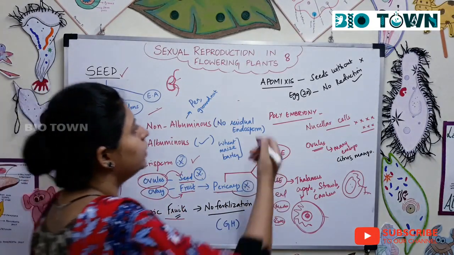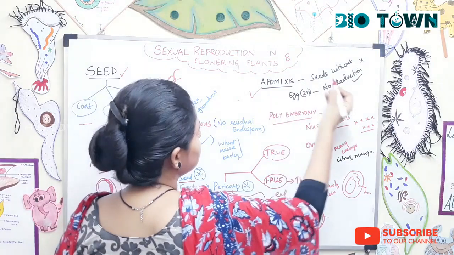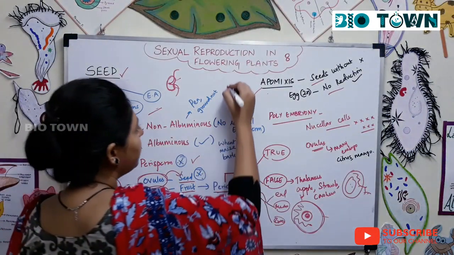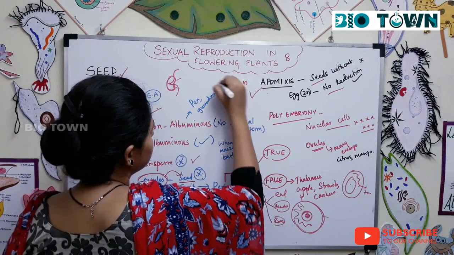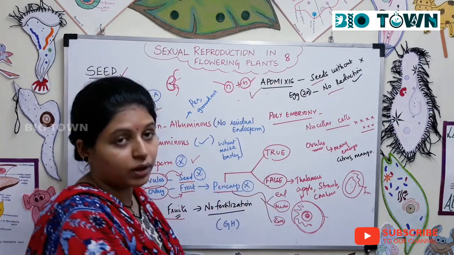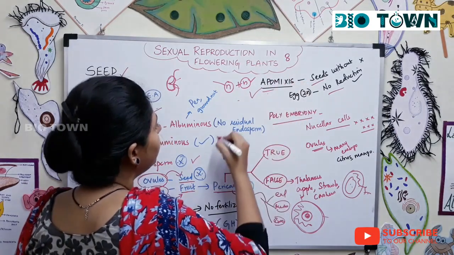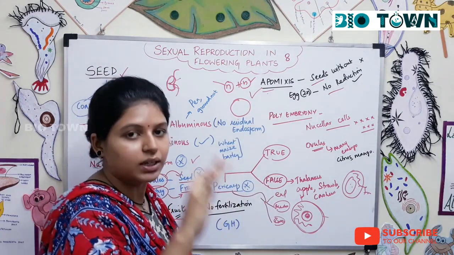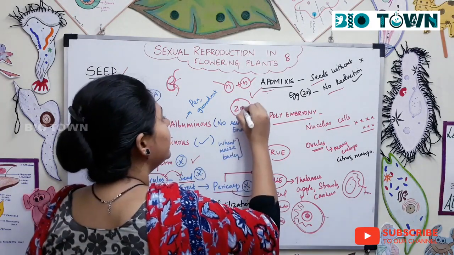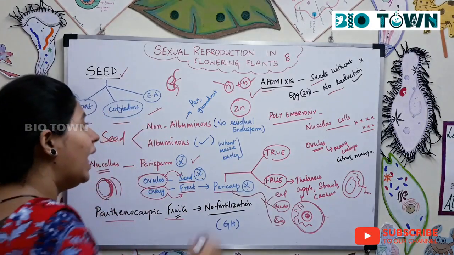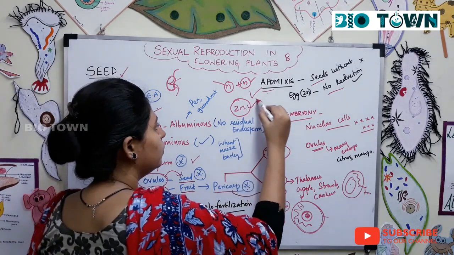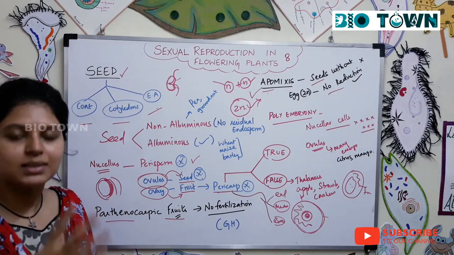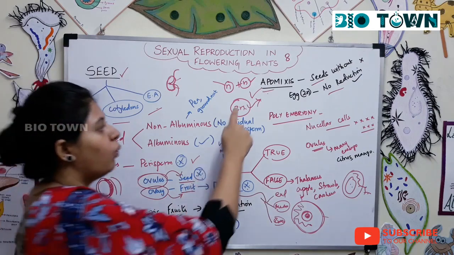And next we'll talk about apomixis. Apomixis is the formation of seed without fertilization. Usually the gametes are haploid: the ovule is haploid and the pollen is haploid. But in apomixis, the ovule will not undergo reduction division. Rather, it is 2n in number, diploid, and this induces it to form the seed. That process is called apomixis.